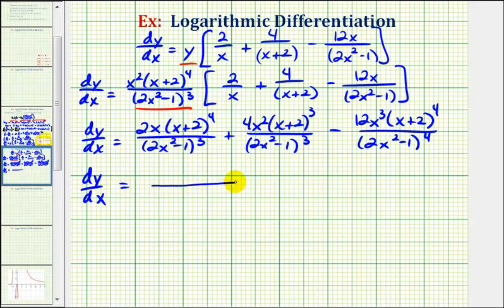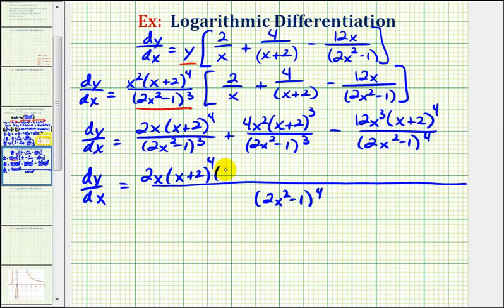as one big fraction with a common denominator of 2x squared minus 1 to the fourth, but the numerator of this first fraction would now be 2x times 4 factors of x plus 2 and 1 factor of 2x squared minus 1 to obtain the common denominator. And the same thing for the second fraction. We'd have 4x squared times 3 factors of x plus 2 and 1 factor of 2x squared minus 1. And then for this third fraction, it already has the common denominator, so we would just have minus 12x to the third times 4 factors of x plus 2.